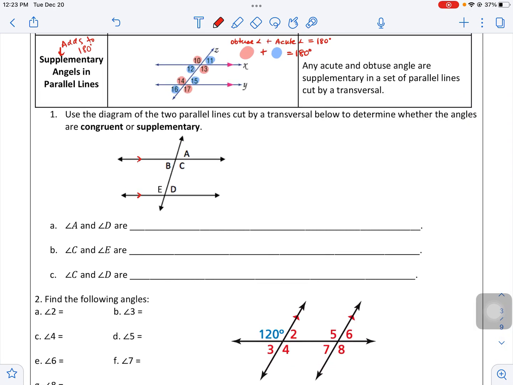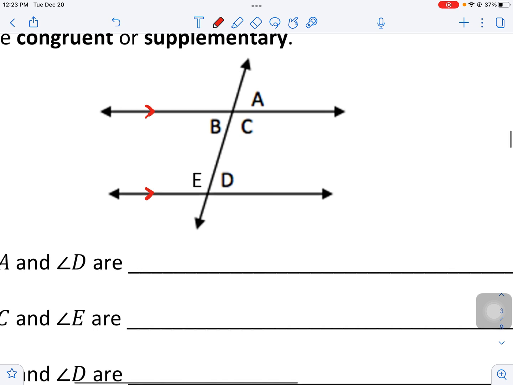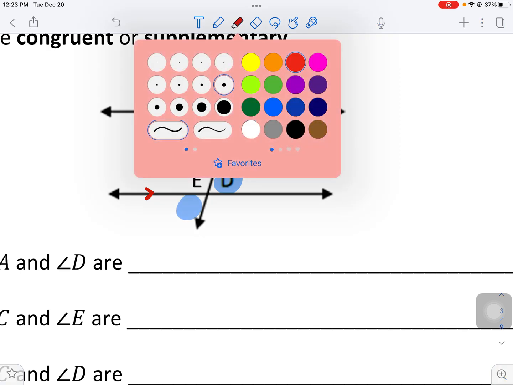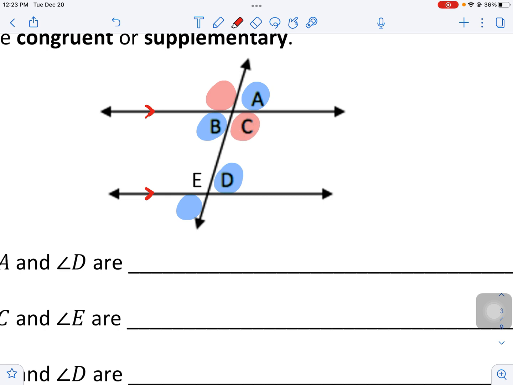All right, so I'm going to color coordinate them. All my acute angles are going to be one color. All my obtuse angles are going to be another color. So acute is A and B and D and this angle over here. I'm going to highlight all the angles that are acute. My obtuse angles are all of these angles. All the red angles are obtuse. They're greater than 90 degrees.